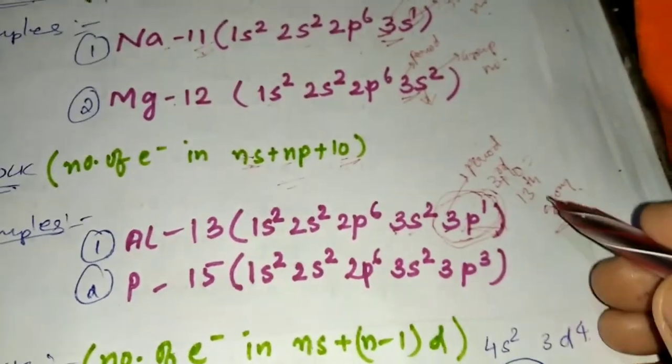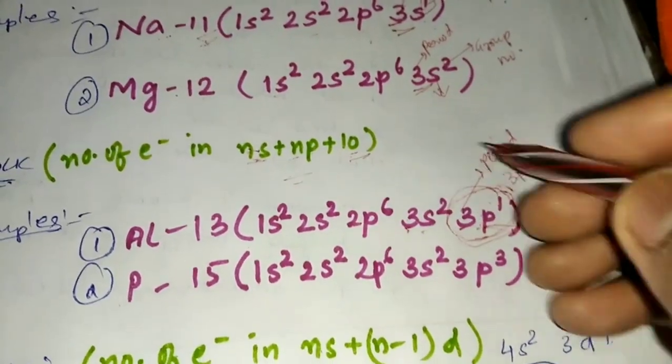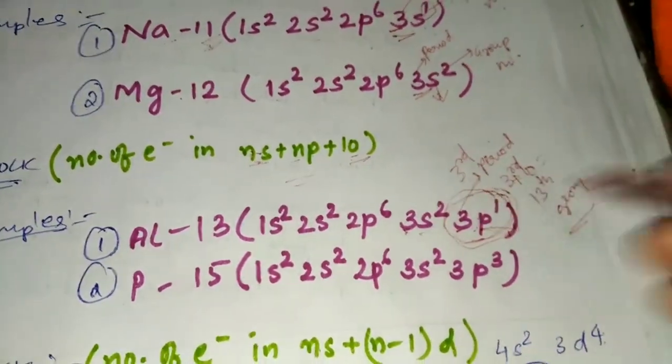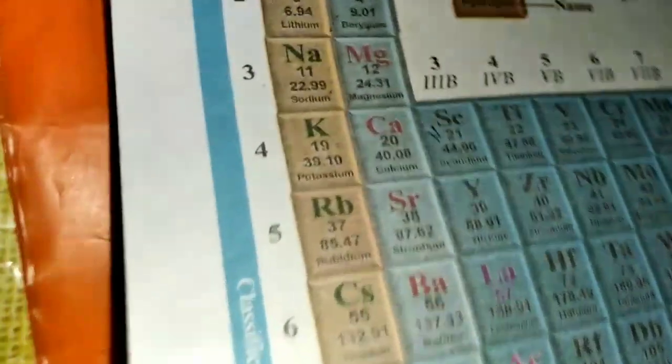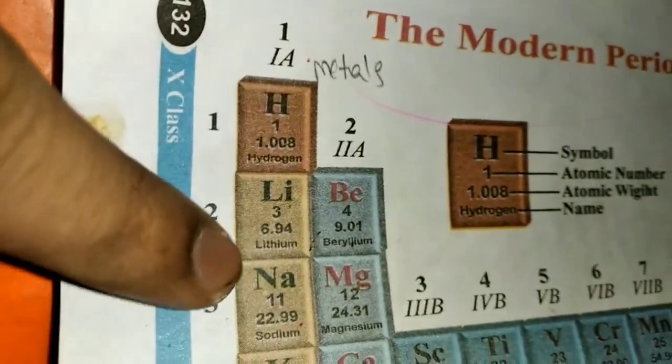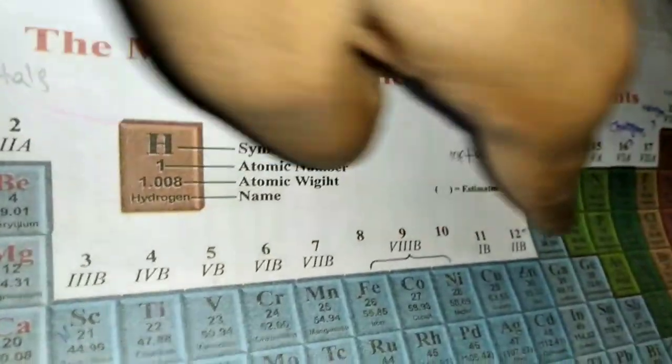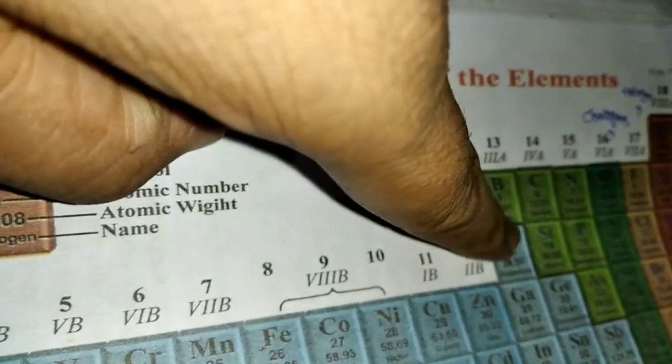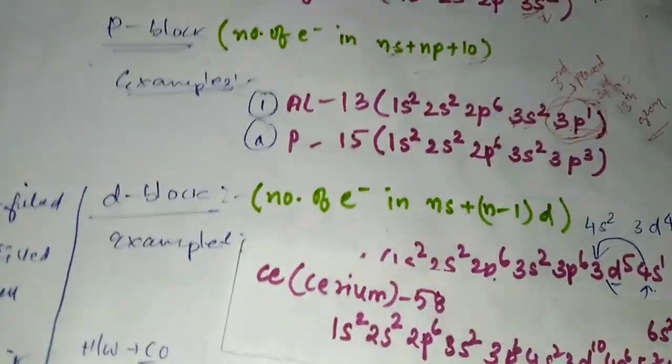So aluminium belongs to the 13th group and the third period, right? Just check it out in the periodic table, all of you. Where is aluminium here? Aluminium is here, you can check. Aluminium is in the 13th group, third period. I hope you are clear with this one, everyone.